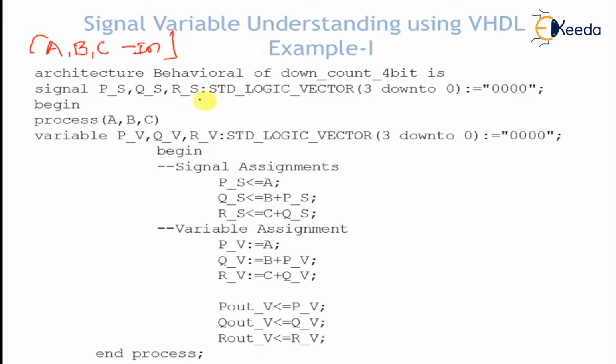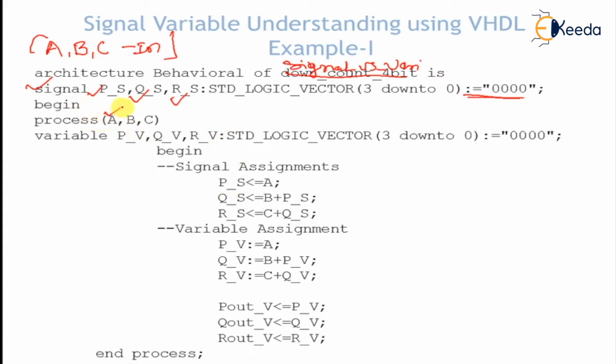Okay, then architecture behavioral of, okay, here down count I have given the same name. Here we declare signals versus variables. So here I am declaring internal signals P_S, Q_S, R_S, with underscore S, so it means signal P, signal Q, signal R of type std_logic_vector 3 down to 0, and the initial value we are assigning is 0. So the initial value of the P, Q, R signals is 0. Then temp: process, begin process.